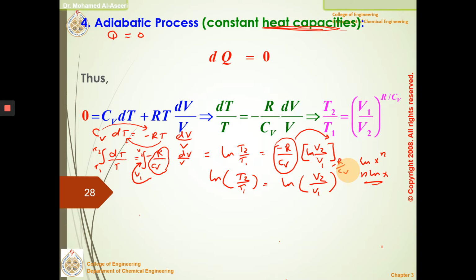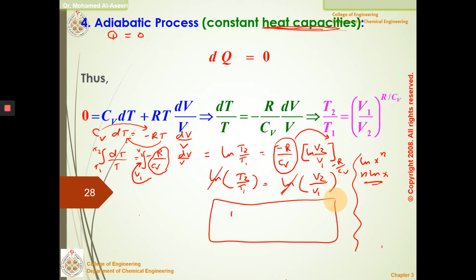Now, again in math, let me just put a line here. Again in math, we also studied that if you have ln on both sides, you can cancel the ln on both sides. This will give us a very famous equation. What is that equation? T2 over T1 equals V2 over V1, all to the power of minus R over Cv.